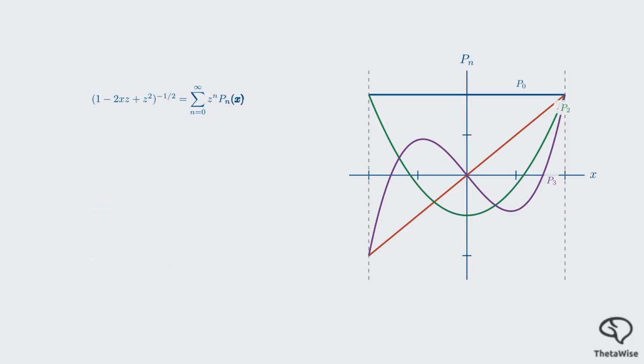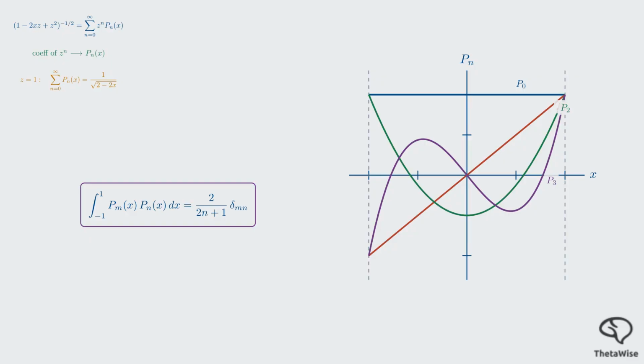The generating function is 1 minus 2xz plus z squared to the power negative 1/2, equal to the sum from n equals 0 to infinity of z to the n P sub n of x, so the coefficient of z to the n is precisely P sub n. Setting z equal to 1 gives the useful identity that the sum of P sub n of x is 1 divided by the square root of 2 minus 2x, wherever the series converges. Orthogonality is expressed by the integral from negative 1 to 1 of P sub m times P sub n dx equals 2 divided by 2n plus 1 times delta sub mn.